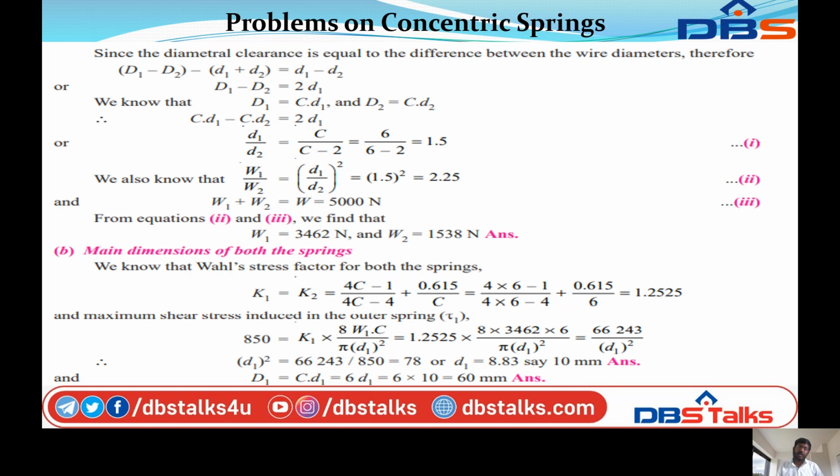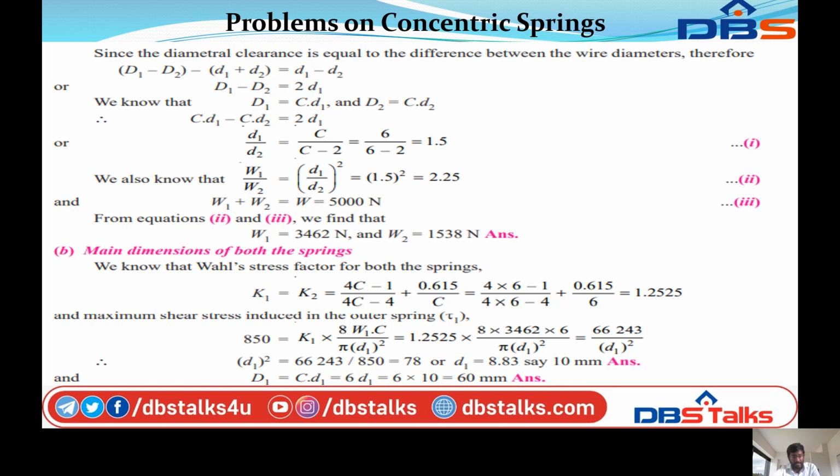We also know that W1 by W2 is equal to (D1 by D2) whole square, that is equal to 1.5 whole square, which is equal to 2.25. This is equation number 2. And W1 plus W2 is equal to W, equal to 5000 Newton. So from equations 2 and 3, we find that W1 is equal to 3462 Newton and W2 is equal to 1538 Newton.